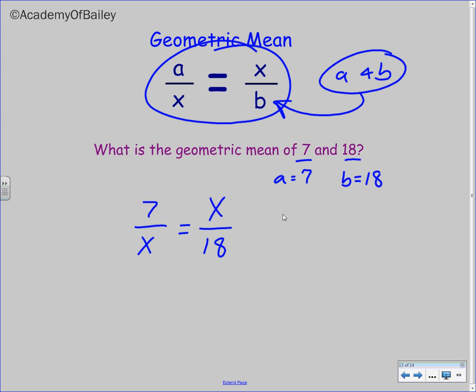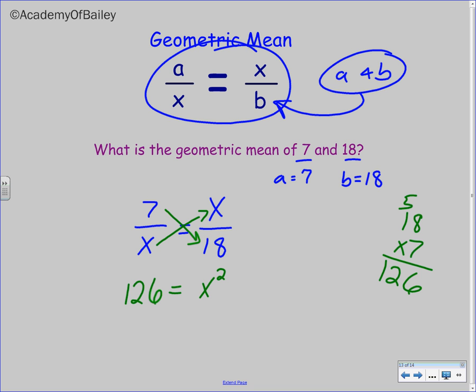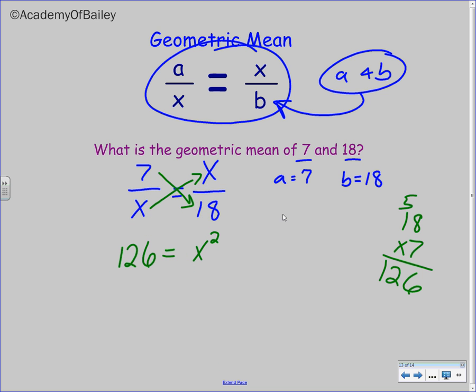And now we use cross product property. 7 times 18. What's 7 times 18? 7 times 8 is 56. 7 times 1 is 7, plus 5 is 12. 7 times 18 is 126. And that is equal to x times x, which is x squared. And how do we get x by itself? We're going to take the square root. The square root of x squared is x.